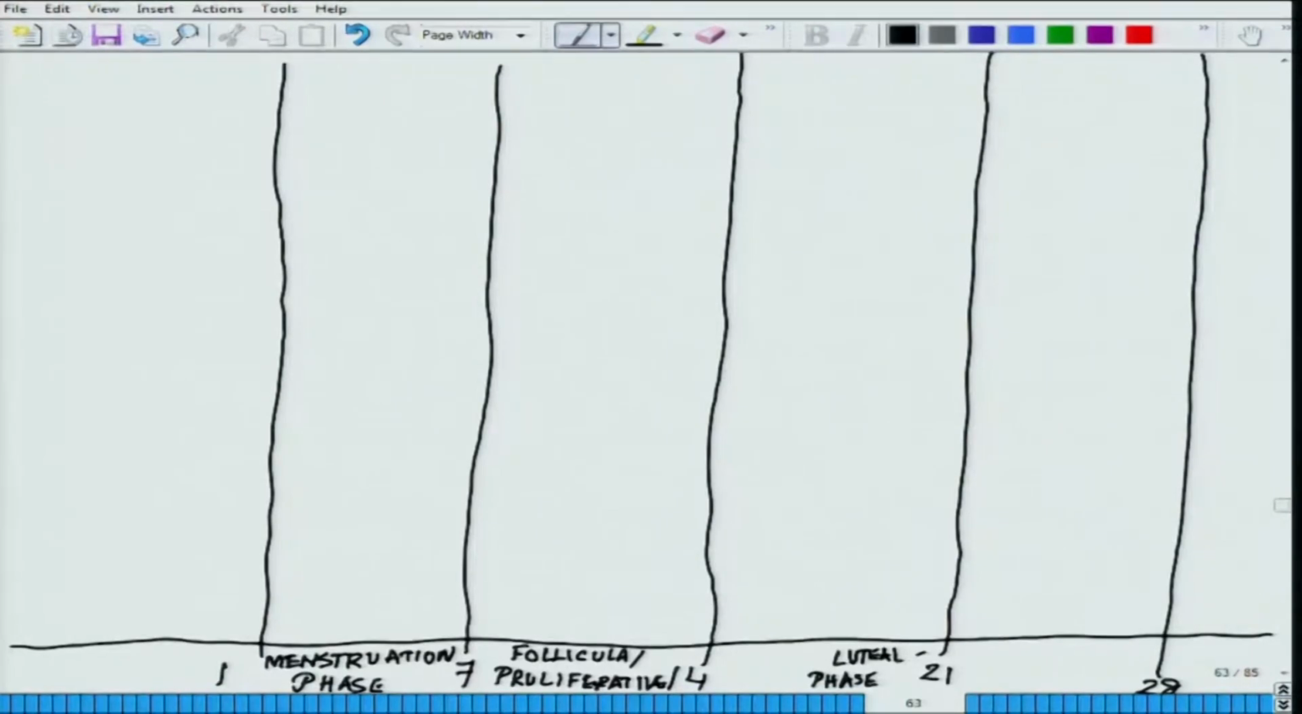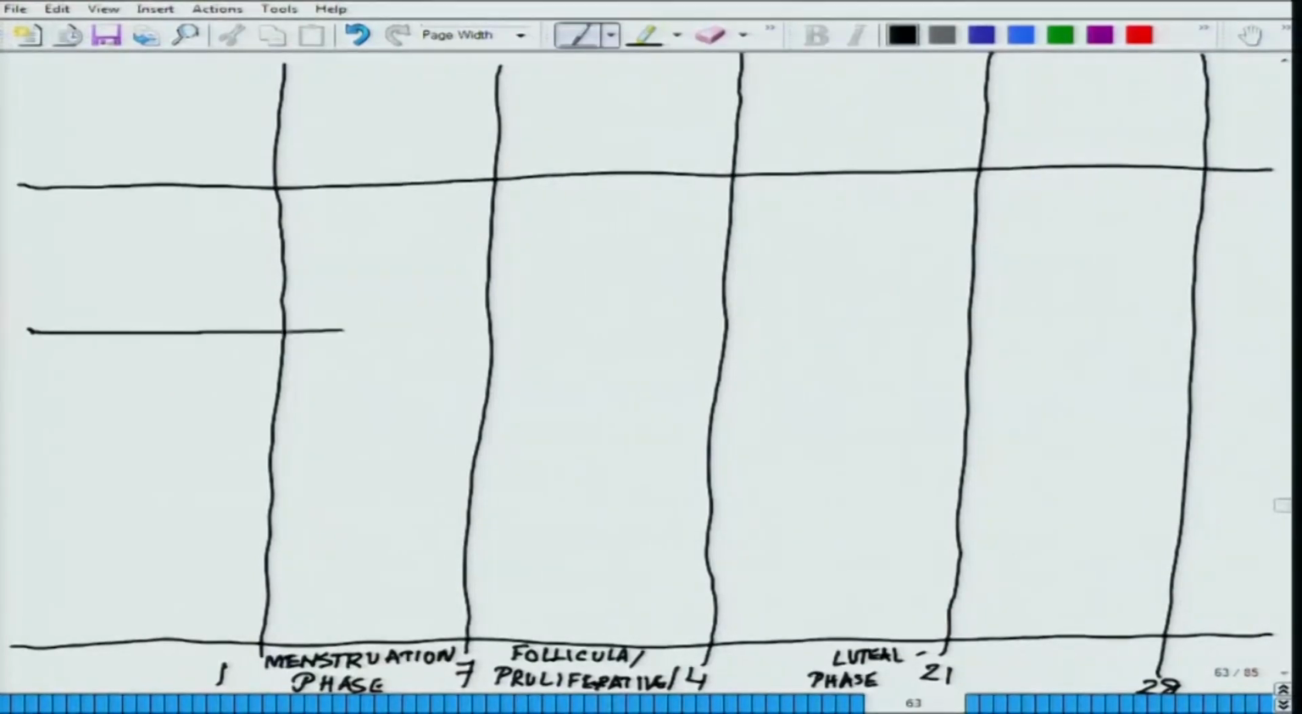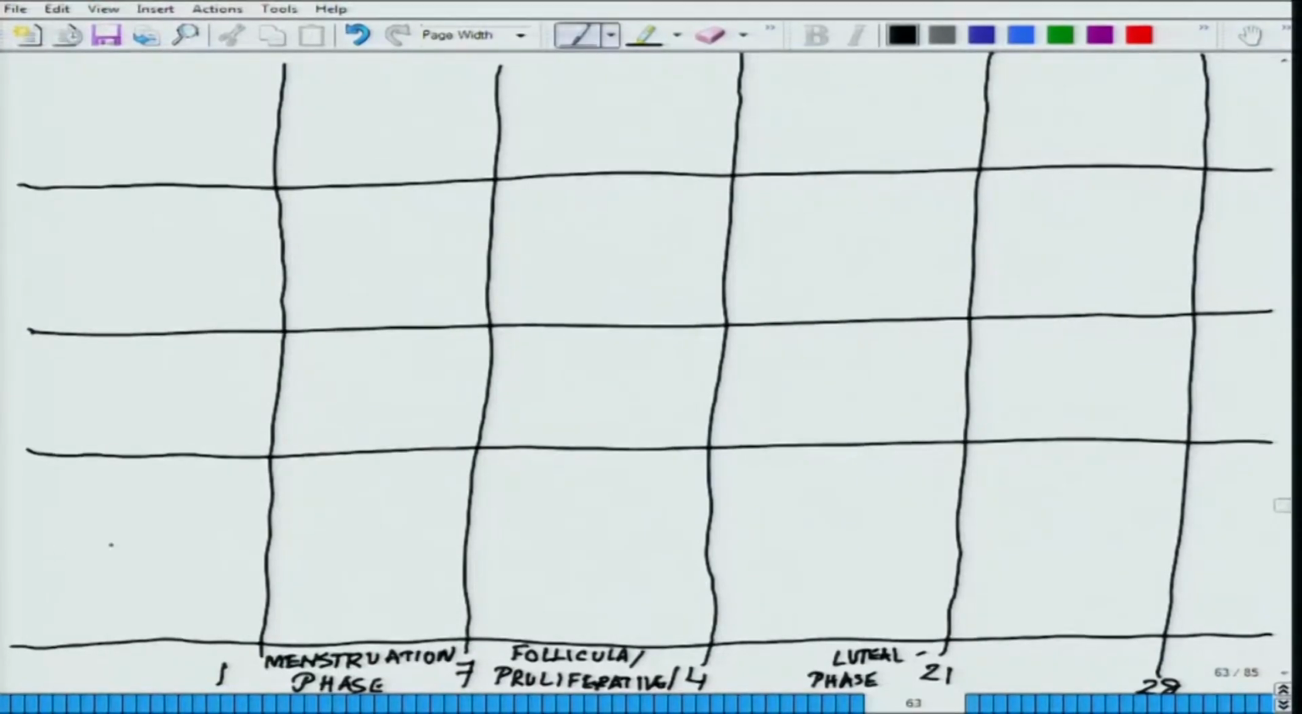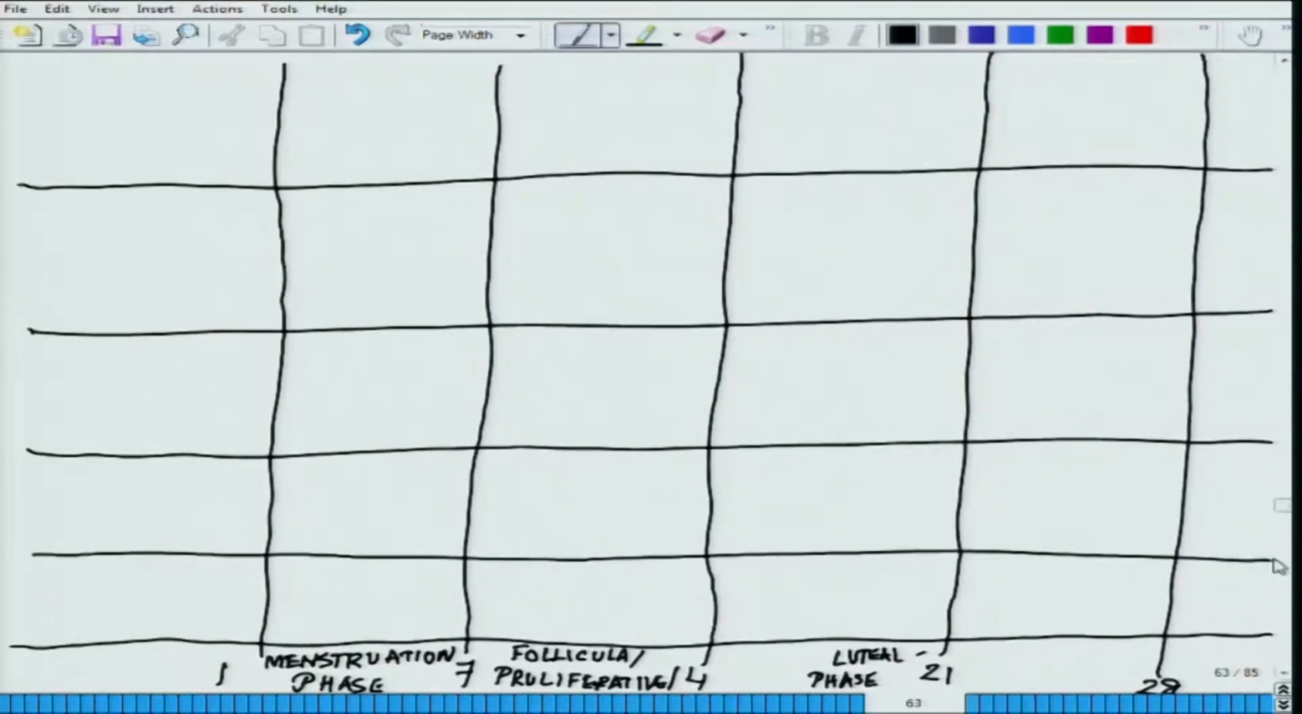Okay. So, now I will divide the graph into 5 different parts, which will help you to appreciate it in one go. 1, 2, 3, 4, 5. Okay. Now, the first graph we will be talking about is from the pituitary, at the level of pituitary. So, let us get the scale right. So, at the level of pituitary we are talking about 1, 2, 3, 4, 5.